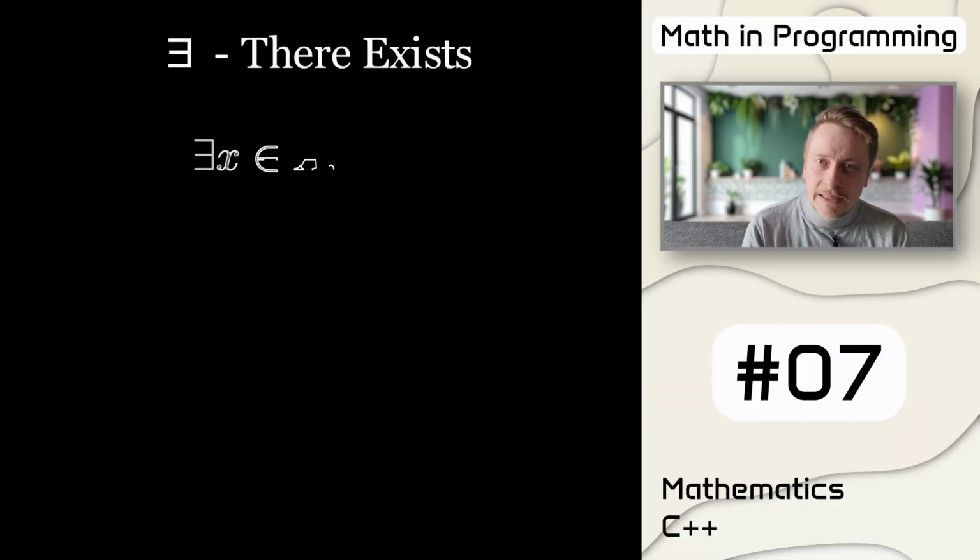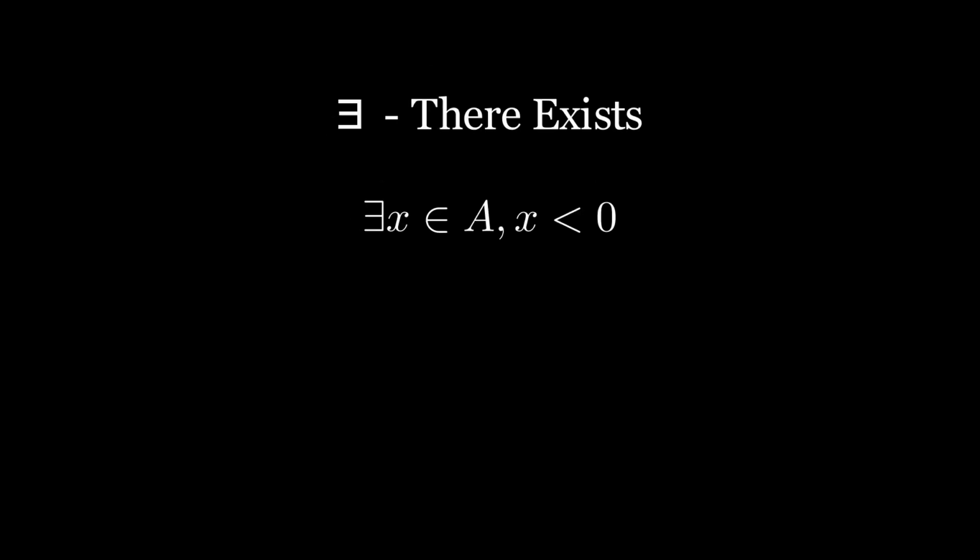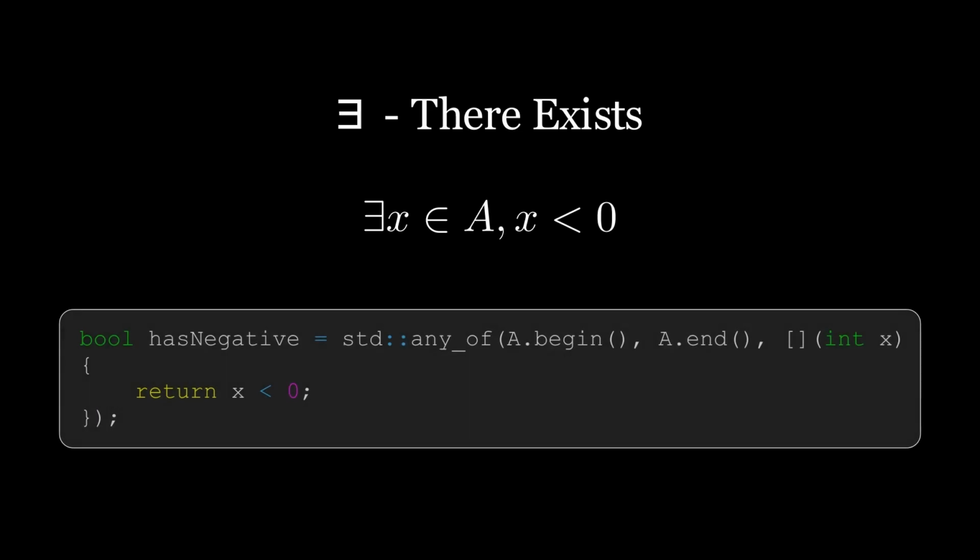Now the opposite. There exists. In math, this means at least one element in a set satisfies a condition. You'll see something like, there exists an x in A such that x is less than 0. In programming, we call this an existence check. We loop through a collection and ask, is there any element that satisfies this condition? If we find even one that works, we return true.